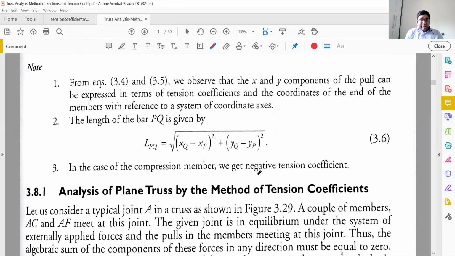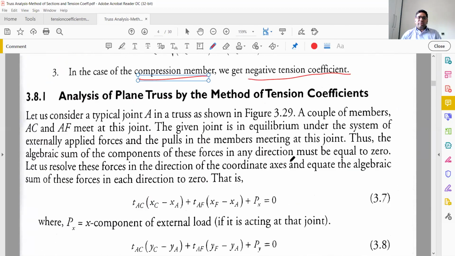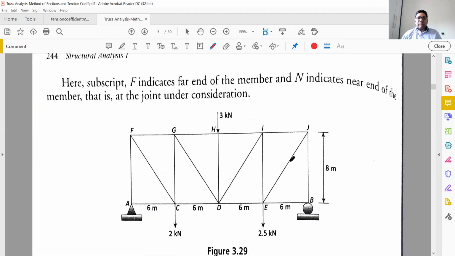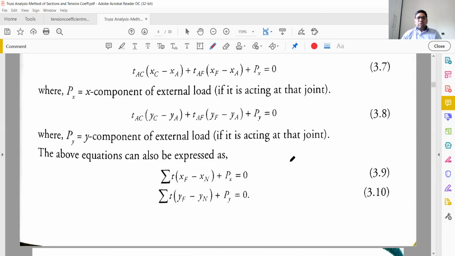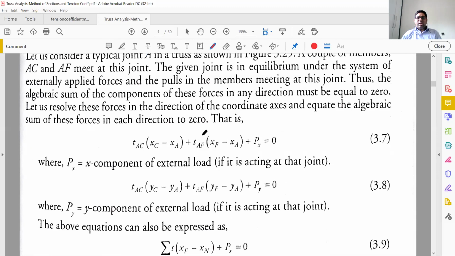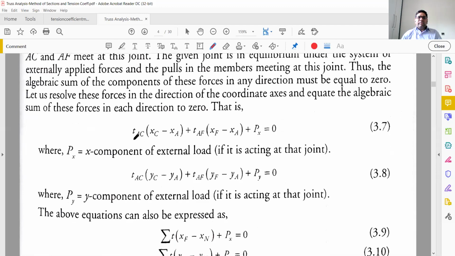Now, this is the tension coefficient method. If it is a compression member, no problem, we get a negative tension coefficient. So now let us see how to solve this problem using the method of tension coefficient. Same process, there is no change at all. Ultimately you need to take the tension coefficient of a member multiplied by the distance. That distance is far end minus near end.